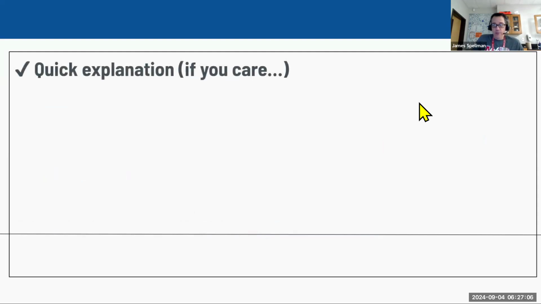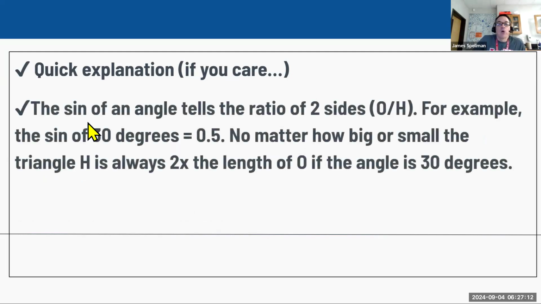Now, real quick explanation, nothing to be tested over, but some people like to kind of know what the heck all this stuff means. I know you learned this stuff in math, but who knows how it was explained to you. When you take the sine of the angle, it's basically giving you the ratio of the two sides made by that angle. So we'll give you an example.